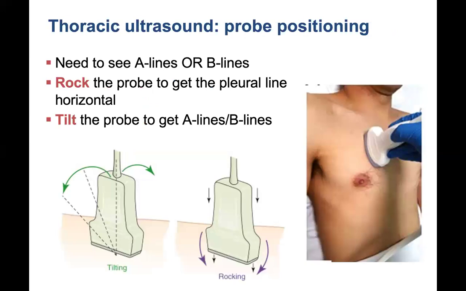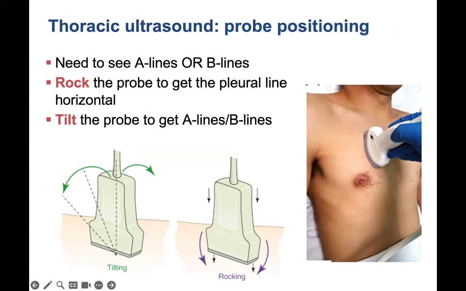So again, that angle of insonation and that probe positioning is really important. You need to see A lines or B lines because remember, we are wanting to line up appropriately to the pleura to get those artifacts to come out to tell us about the lung. So I always say, if you see nothing, it means nothing.